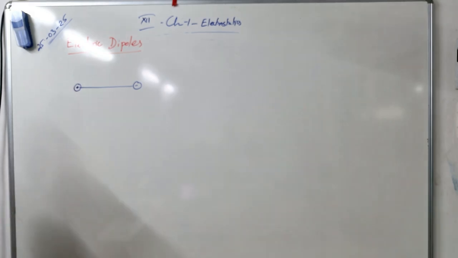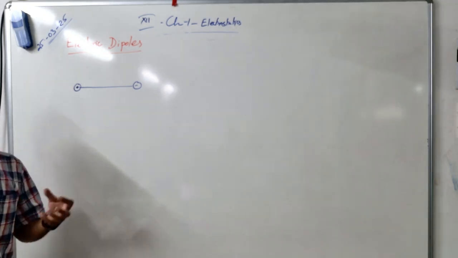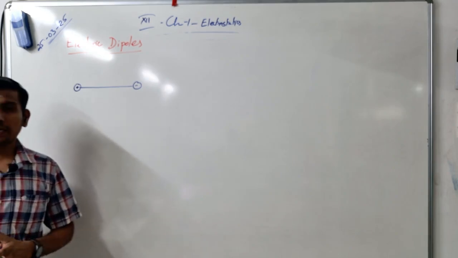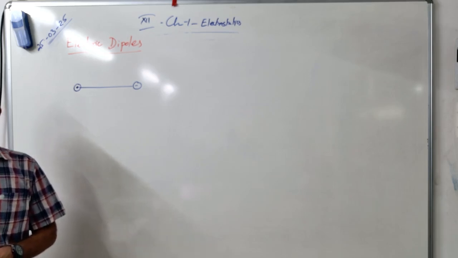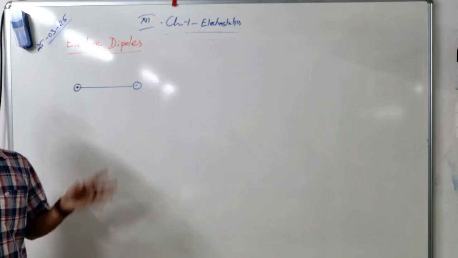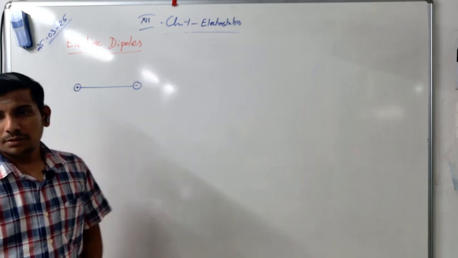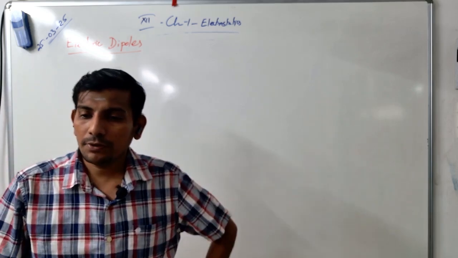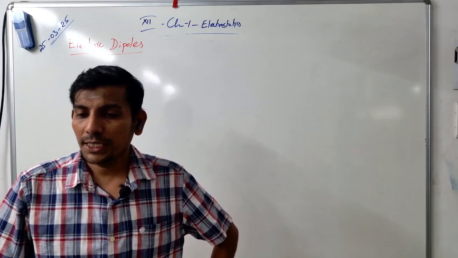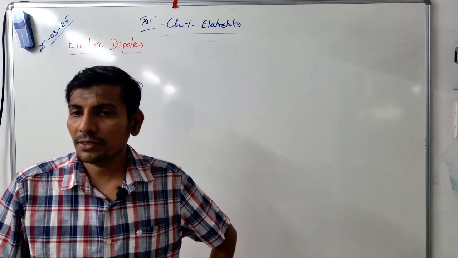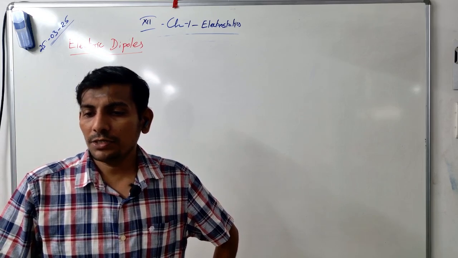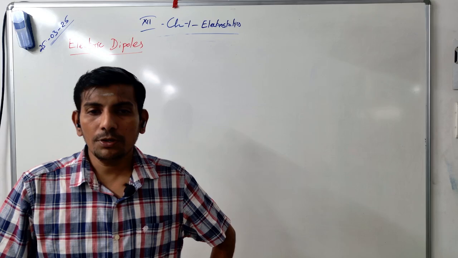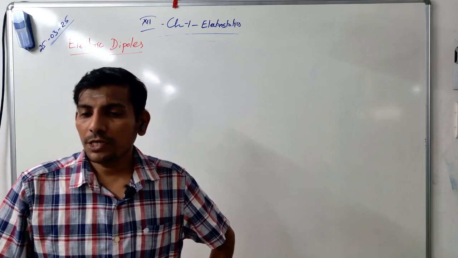Can you all practice that once? Electric field lines due to a dipole system. Where is it described in your textbook? The picture of electric field lines? If it is the old textbook, page number 25. If it is the new textbook, page number 21. In the old textbook, it is page number 25. And in the new textbook, this year's textbook, it is on page number 21.